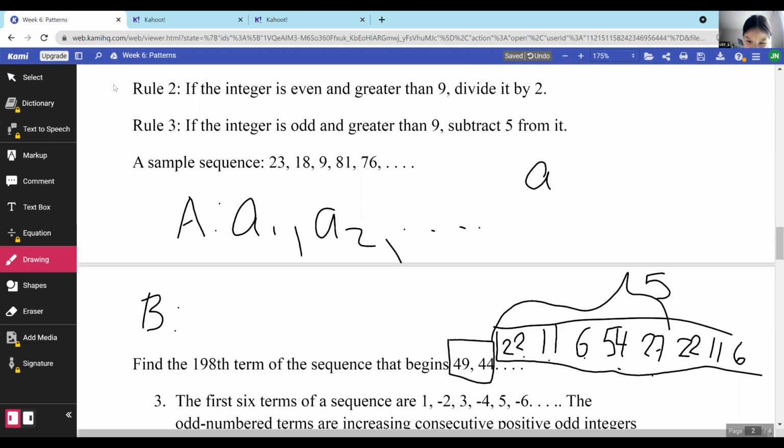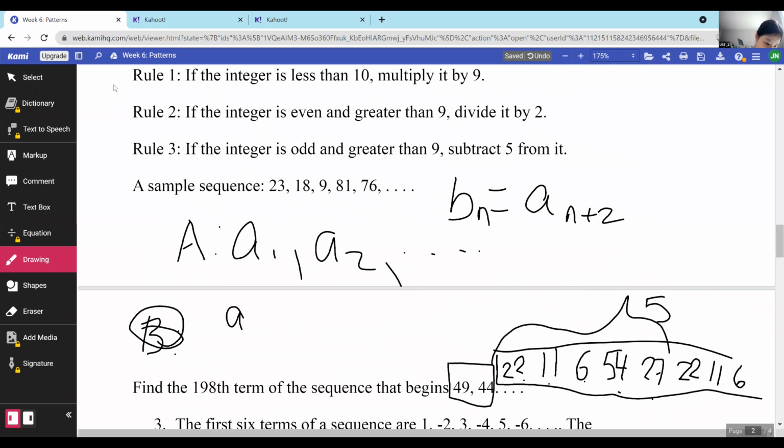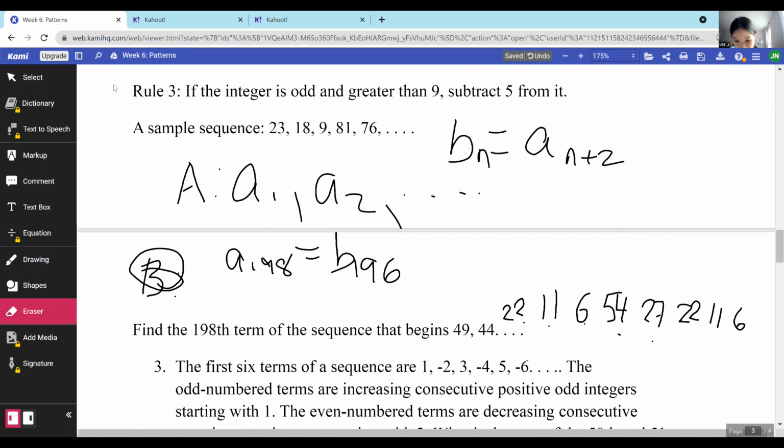And then it means that B n is equal to A n plus 2 for any positive integer n. And therefore, if we're asked to find A198, that's B196. And then applying the concept we learned to find terms in a repeating sequence, we find the remainder when 196 is divided by 5. Let's first divide by 10, the remainder is 6, and then divide by 5. It's 1. So it actually is 22. So you were correct.